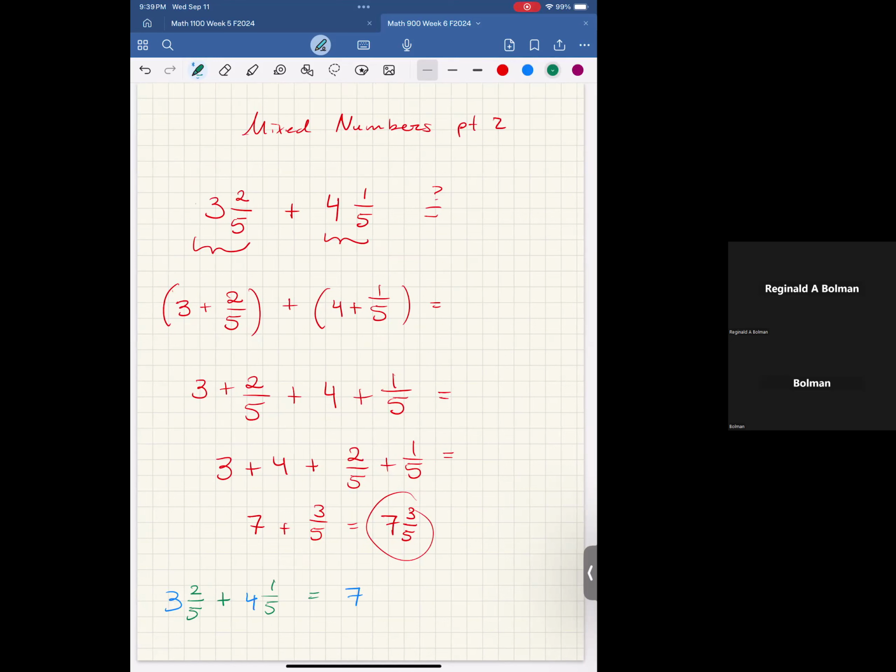So the pattern here is simply that as long as you're adding mixed numbers where the fraction bases are the same, then of course you can simply add the whole numbers and add across the numerator of the fraction.